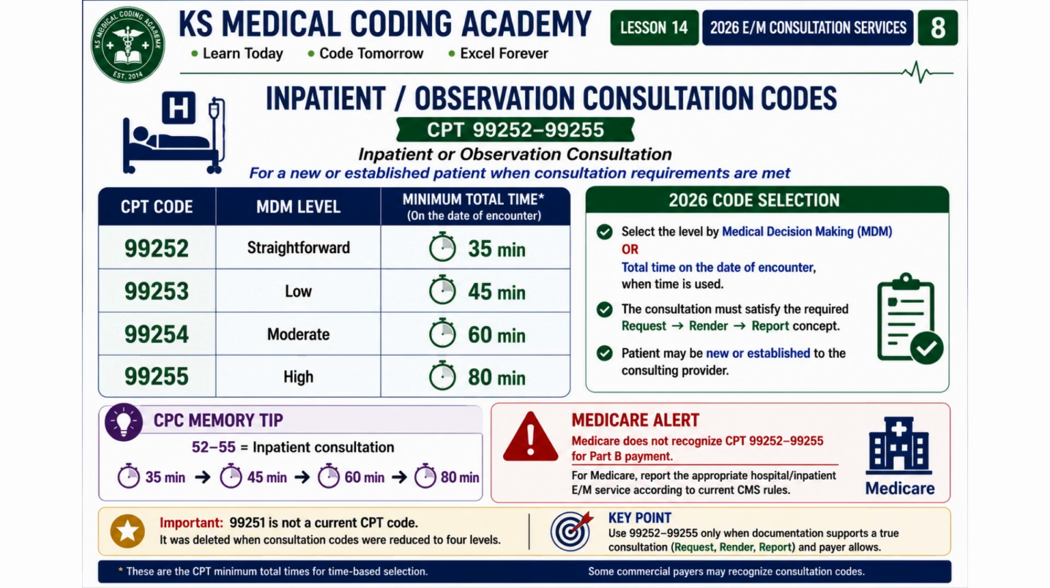When selecting the level by total time, the minimum times are 35, 45, 60, and 80 minutes, respectively. Remember the key CPC concept: the consultation must satisfy the request, render, and report requirements, and the level can be selected by MDM or total time, when permitted. Also, always separate CPT coding from Medicare payment rules. Medicare does not recognize these consultation codes for Part B payment, so Medicare claims require the appropriate current Medicare-recognized E/M service instead. CPC memory tip: 52 to 55 means inpatient consultation, with increasing complexity from straightforward to high.